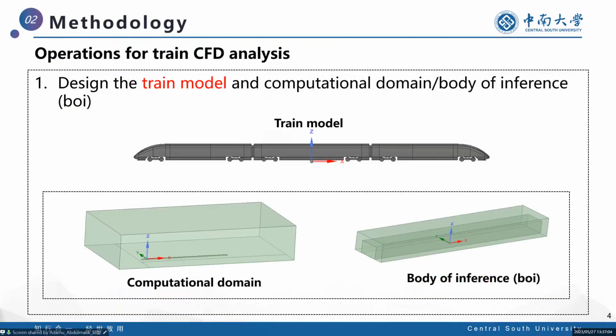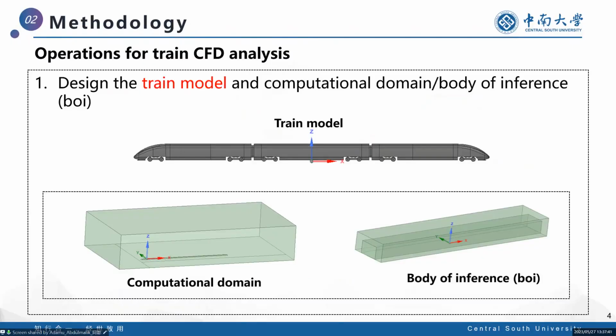So how are we going to perform this? How can we go about doing this? Okay, so here we talk about the methodology. The operations for train CFD analysis: how to conduct this train CFD analysis. First, we'll need to design the train itself, right? The computer-aided design of the train, which is the CAD design. Apart from that, we are going to also design the computational domain. This computational domain is just like the wind tunnel.